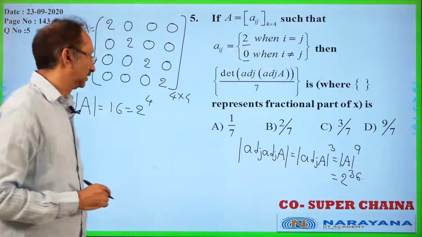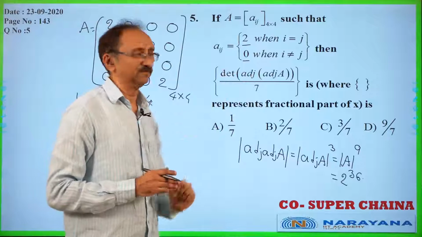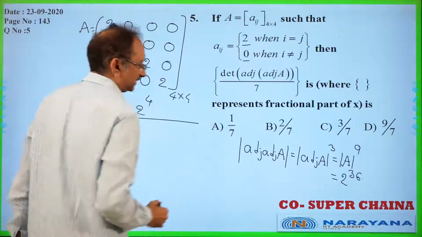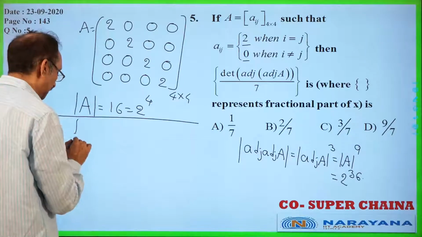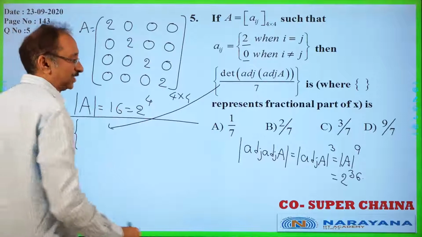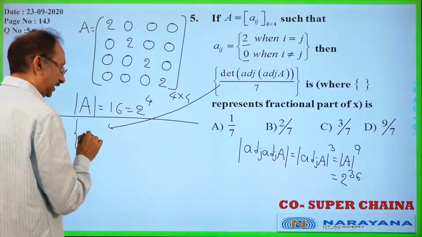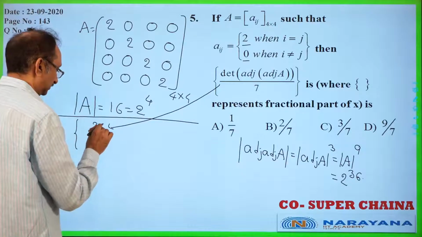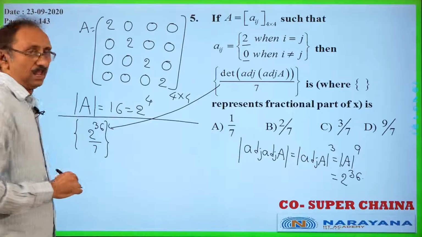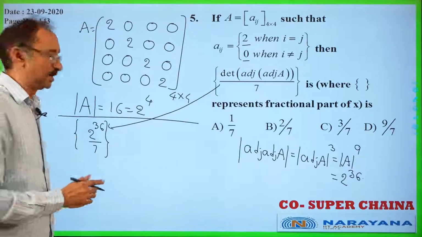2 power 2, so 4 into 9, 2 power 36 is the determinant of adjoint A. And now what is the question actually? The fractional part of the determinant of adjoint A by 7, that is 2 power 36 by 7. And now how to simplify this and how to get the fractional part?